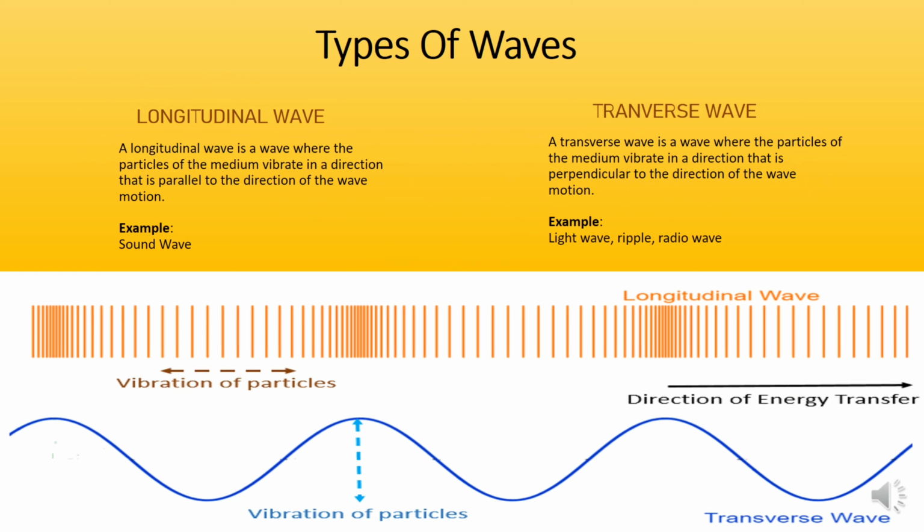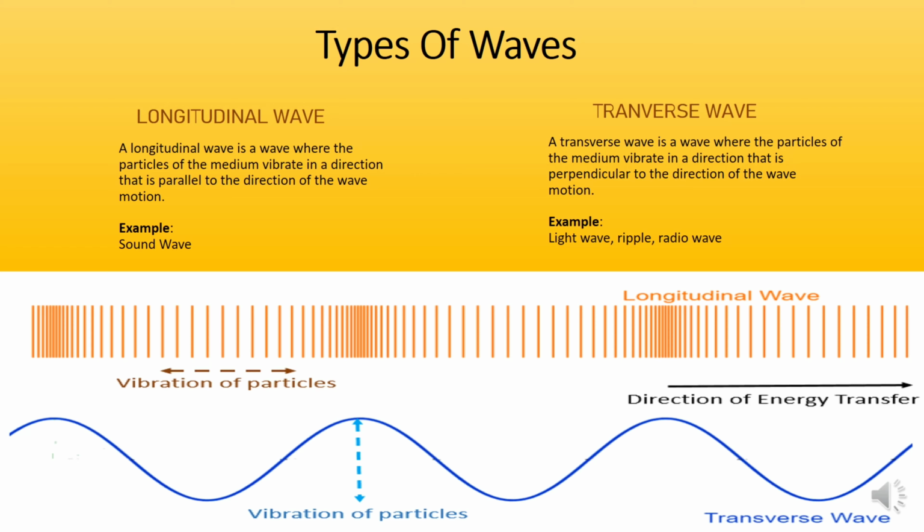Okay, now we'll be learning about types of wave. There are two types of wave. The first one is longitudinal wave and the second one is transverse wave. What are the differences? I'll be showing you after this. A longitudinal wave is a wave where the particles of the medium vibrate in a direction that is parallel to the direction of the wave motion.